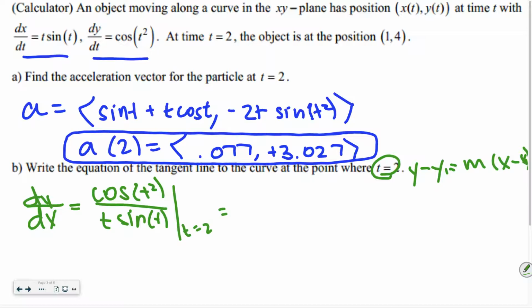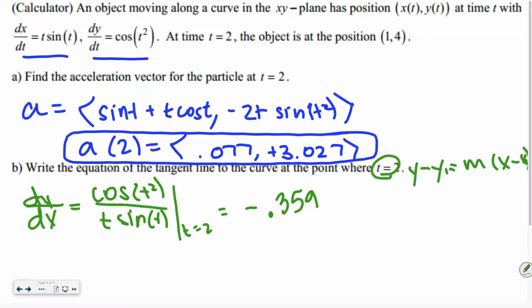Because at time t equals 2, the object is at position. It tells us that. After you're done, what's our slope? Very high? Negative 0.359.